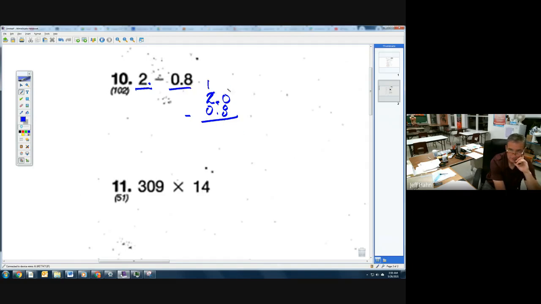So borrow from the 2, this becomes a 10. 8 from 10 is 2, and notice we lined up the decimal on that line, and then 0 from 1 is 1. 1.2 is your answer.